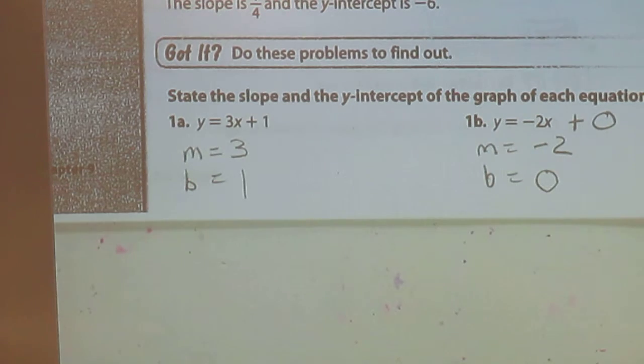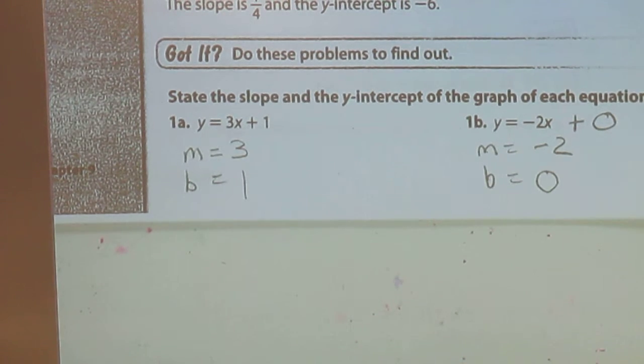So what does that mean about the line? Where's it going to go through? Where's the intercept? Yes, on the origin. On the origin, which means it's directly proportional or a direct variation. Those two words mean the same thing and they're interchanged on your test.